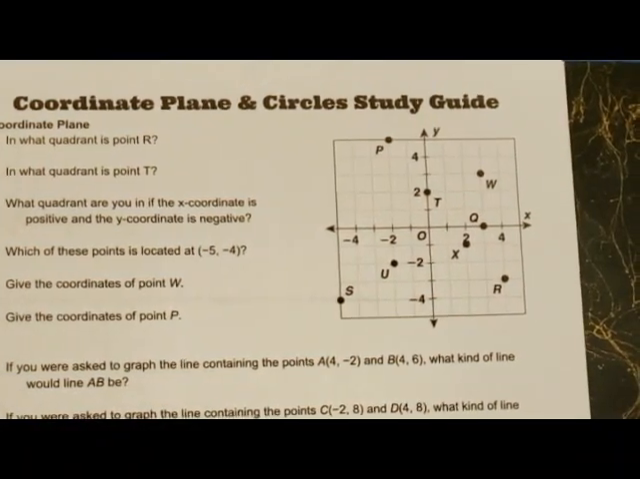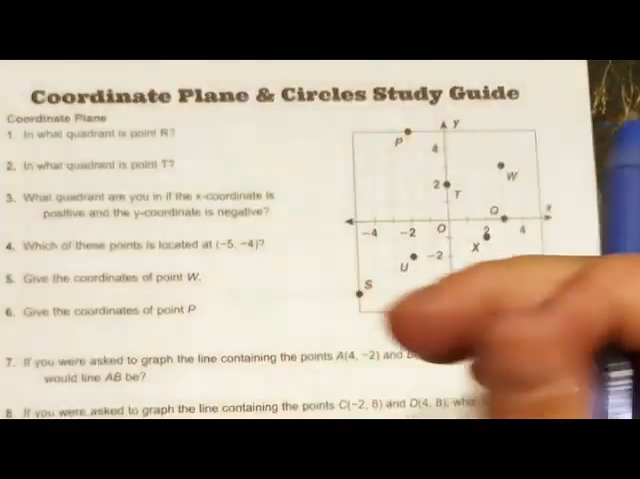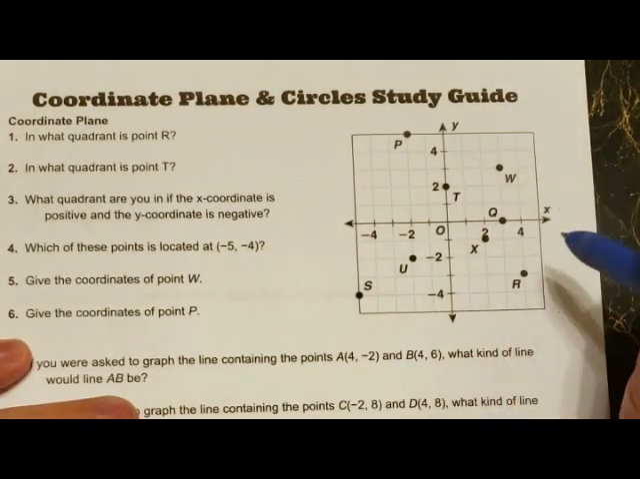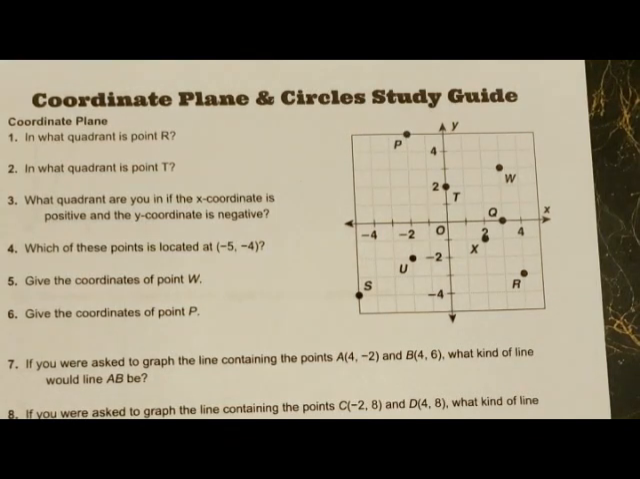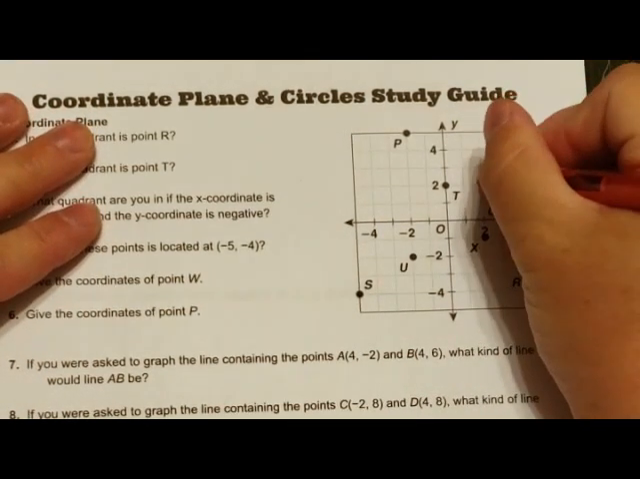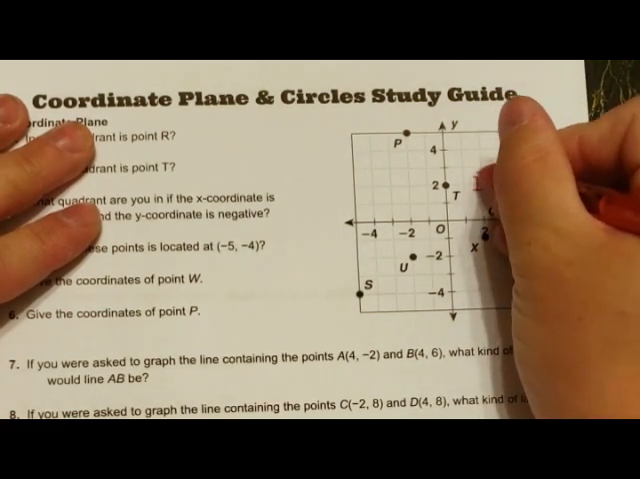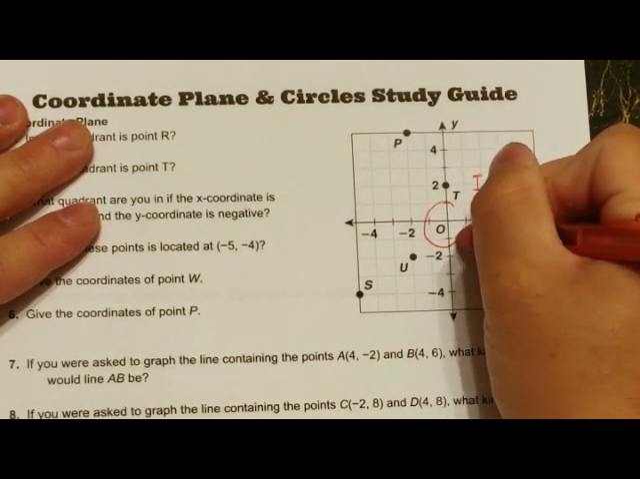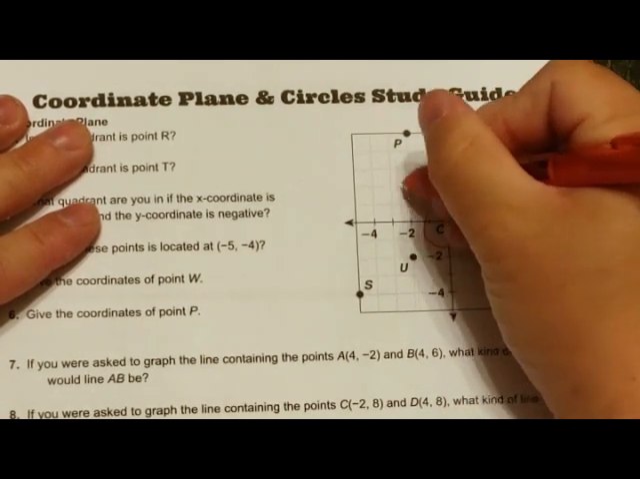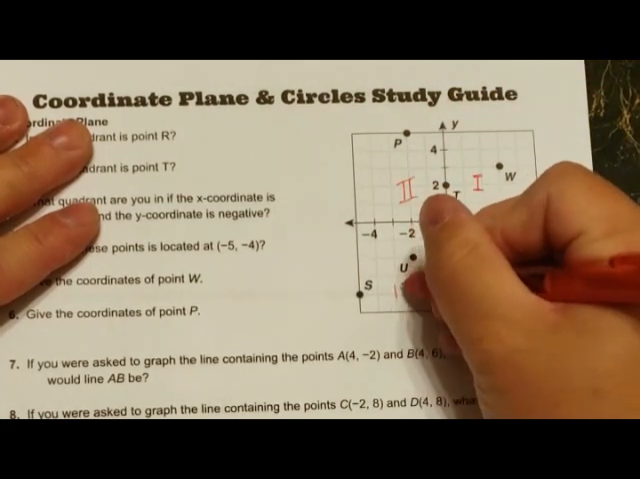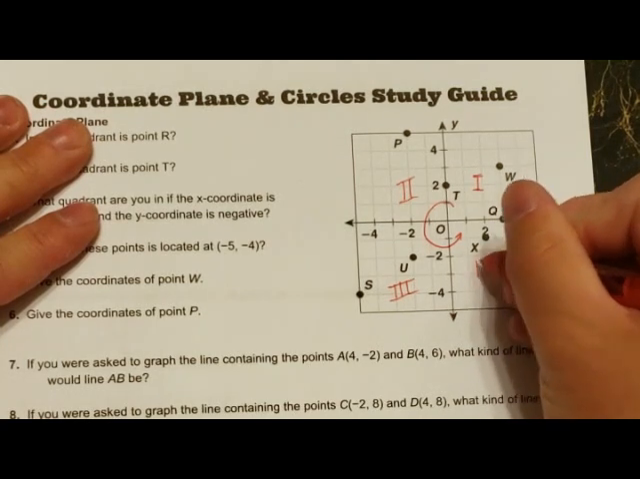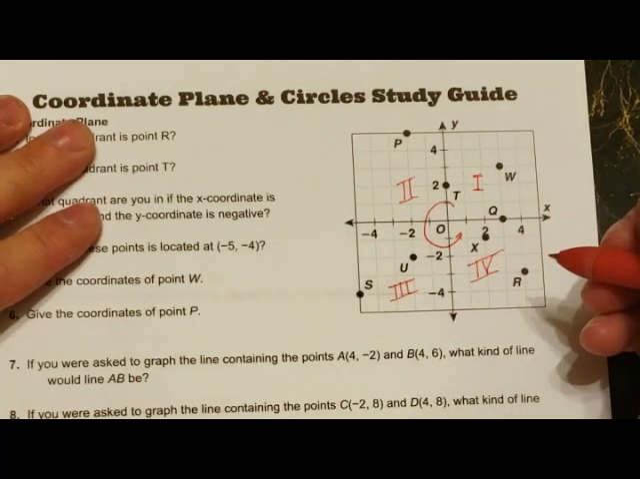The first section on the study guide was covering the coordinate plane. Number 1 said, in what quadrant is point R? So first let's mark our quadrants. All right, you start with quadrant 1 is your positive positives. All right, and then you go counterclockwise. All right, so this is 2, this is 3, and this is 4.